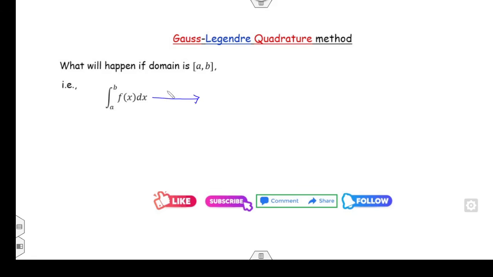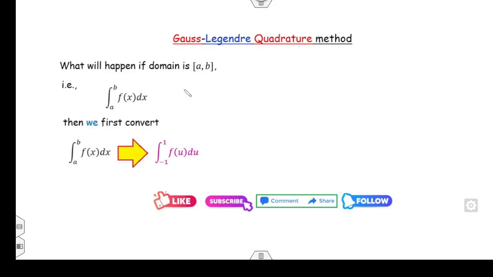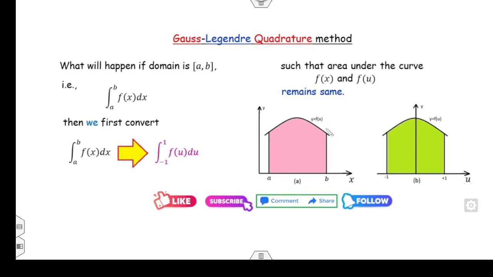Our target is to convert the integration from a to b to -1 to +1. And once we convert them, definitely we will use a substitution. We have to make a substitution in such a way that the function value f(x) and the function value f(u) both have the same area. That means if you draw the graph of y equal to f(x) and y equal to f(u), area 1 and area 2 must have the same representation. And how can we transform?